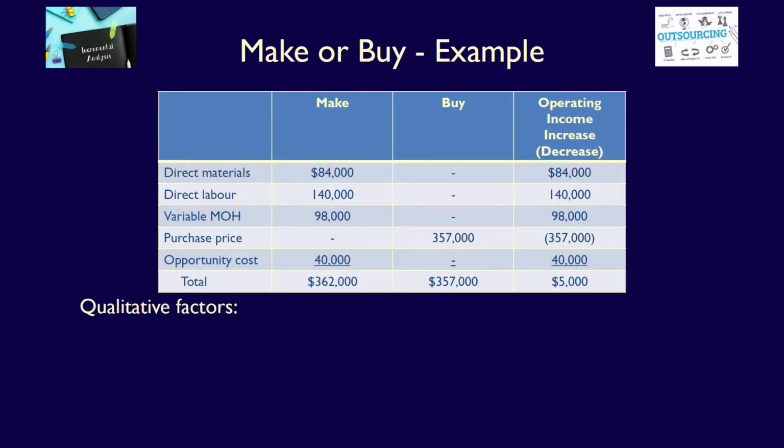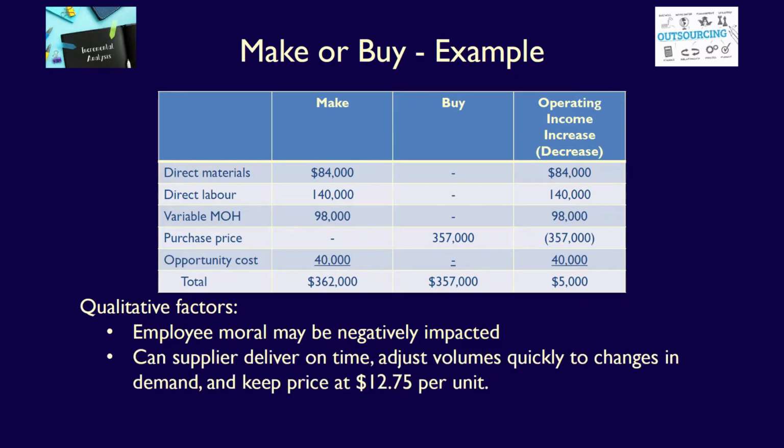Management would still have to consider qualitative factors, step 4 in our incremental analysis. Even though no information was given, we can speculate. For example, if the switch to buying the component caused employee layoffs, there may be a negative impact on the morale of the remaining employees. This may lead to reductions in productivity. In addition, management would have to consider if the supplier is always able to deliver the product on time, or if the supplier can adjust their production for changes in volume should customer demand change. Finally, how long will the supplier's price remain at $12.75 per unit? That will most likely not last forever.